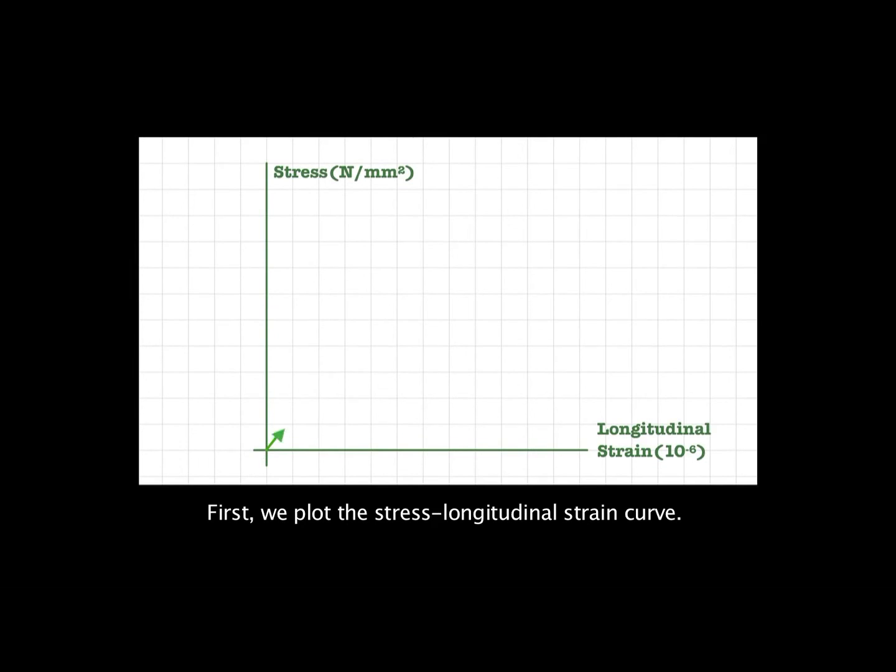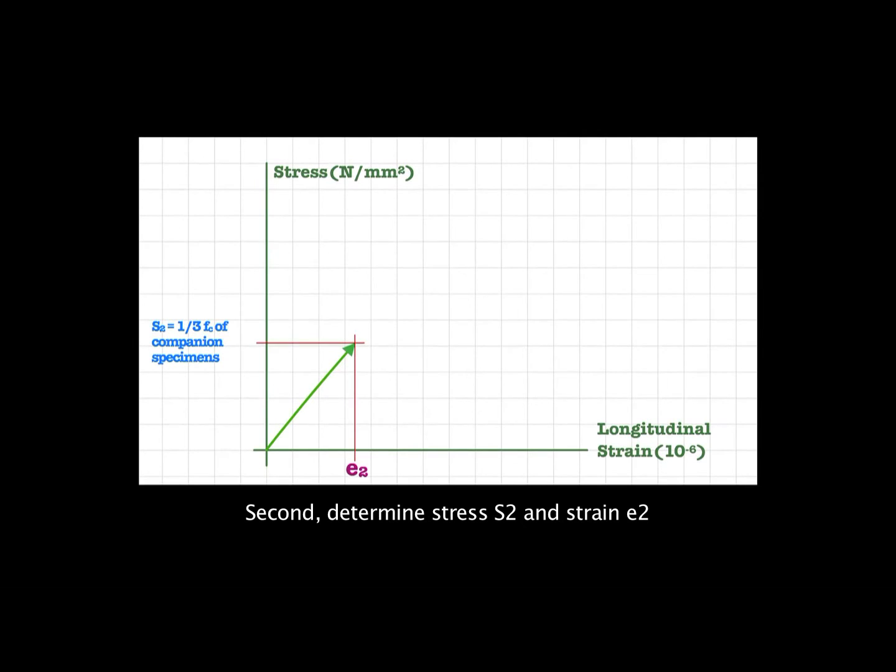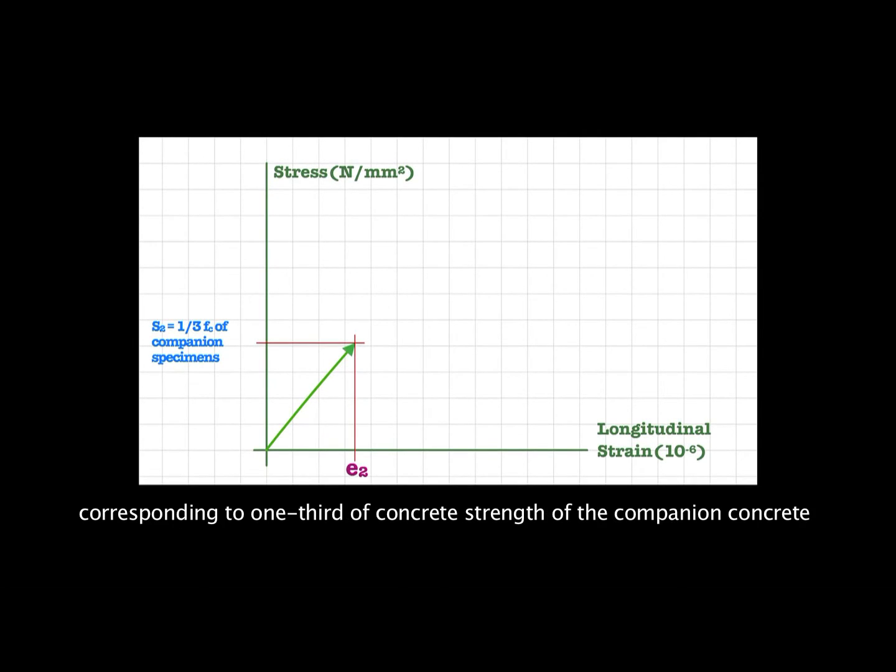I. Now we go back to calculate the E value. First, we plot the stress longitudinal strain curve. Second, determine stress S2 and strain E2 corresponding to 1/3 of concrete strength of the companion concrete.